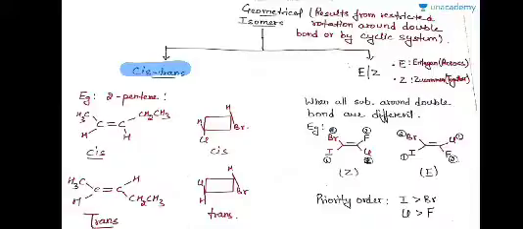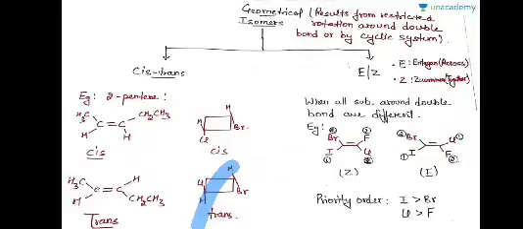For example, 2-pentene. Now, when both the hydrogens are on the same side of the double bond, then the isomeric form is known as cis form. And if these hydrogens are on the opposite side, then the form is known as trans form. Similarly, in a cyclic system, if the same groups are on the same side of the ring, then the form is known as cis form. And if the same groups are on the opposite side of the ring, then the form is known as trans form.